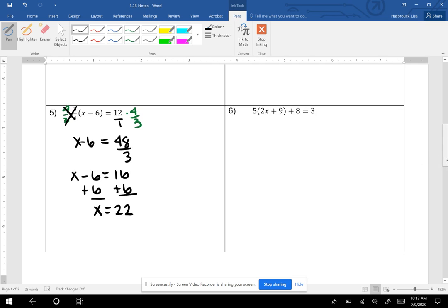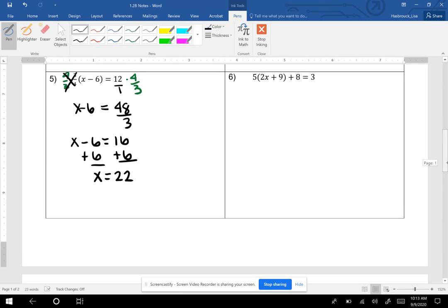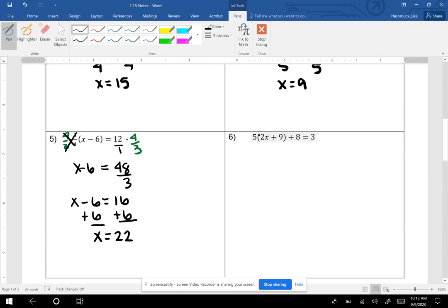For our number 6 here, which is our last problem, we should start by distributing. So I'm going to take this 5 times the 2x to get 10x, and then 5 times 9 to get 45. That side still has the plus 8 as well, and it says it's equal to 3. Now I want to combine the plus 45 and the plus 8. So I'm going to have 10x plus 45 plus 8 is 53. And that is equal to 3.